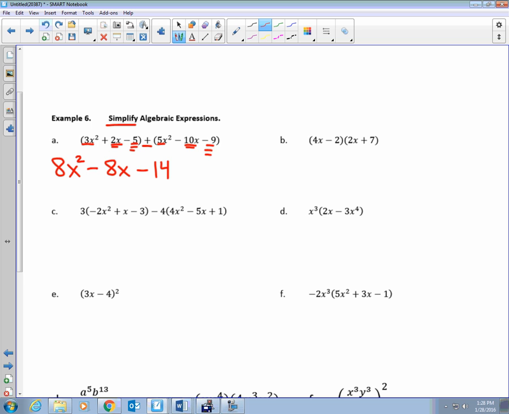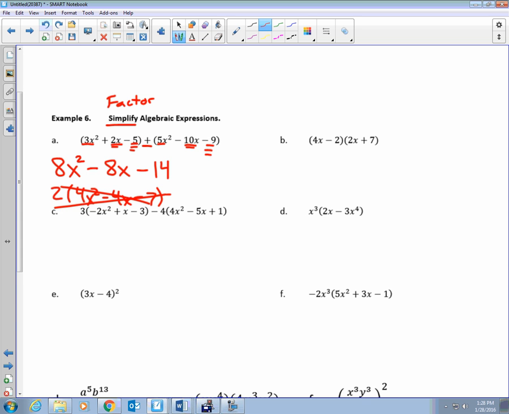Now, let's pause. The operation was to add, so we did. Some people will then say, well, can't you take out a 2? The directions don't say to factor. They say to simplify, and factoring is not necessarily any simpler. Factoring is just a different way of rewriting it. So this is fine. You don't have to factor in the end. Does that make sense? What's different about problem B?